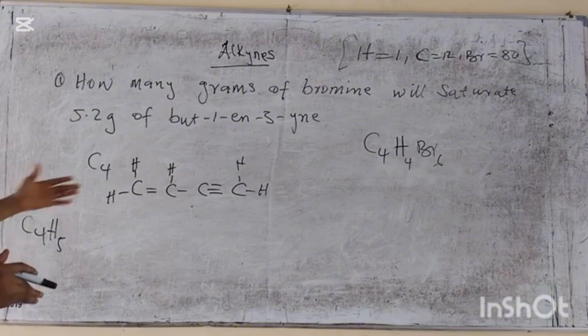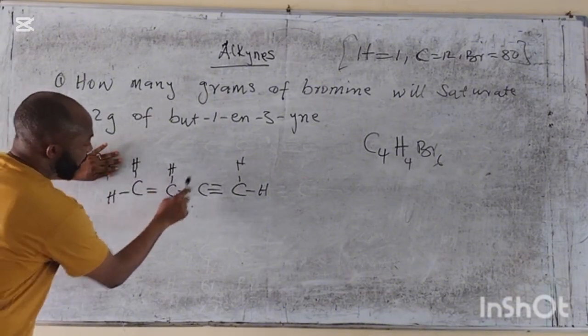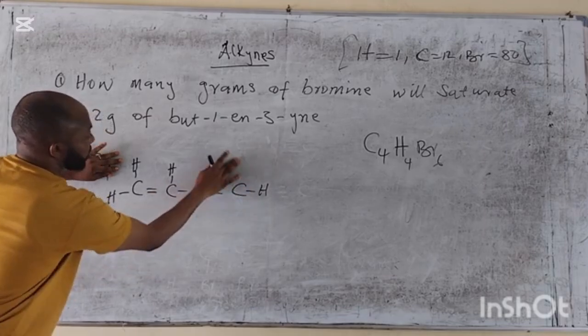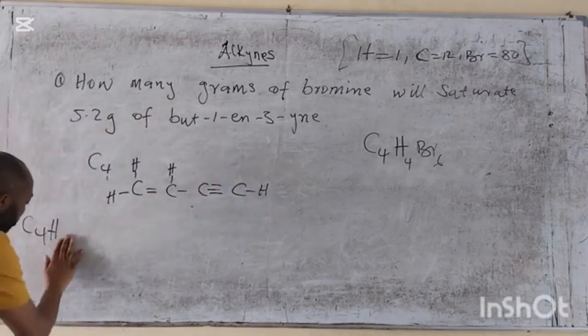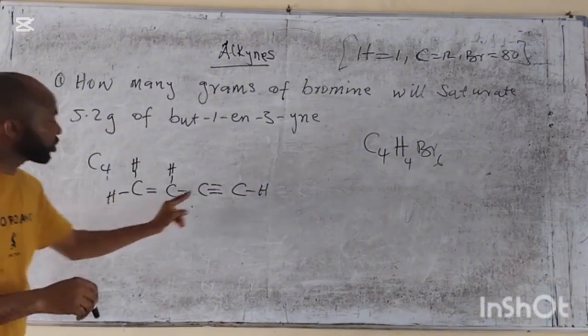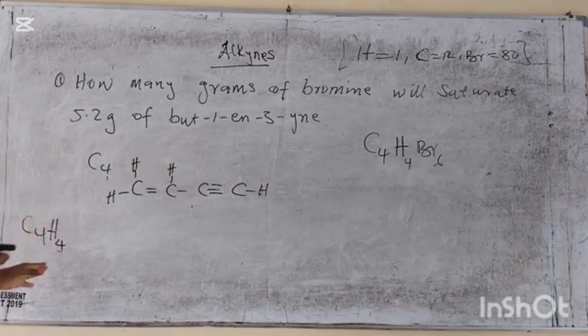Alright? Now if you look here very well, you see 1, 2, 3, 4. 1, 2, 3, 4. So 1 hydrogen will go to the 4. C4H4. 1, 2, 3, 4. So this one here you're seeing is 1-butyne.